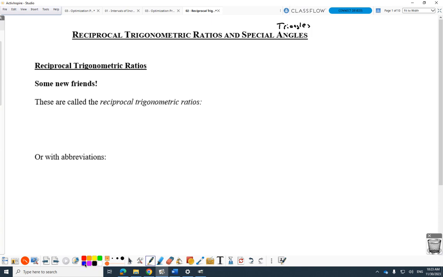Reciprocal trig ratios. Some new friends to play with. These are called the reciprocal trigonometric ratios. You may have never seen them before. You may feel like I'm just making up stuff as I go here.